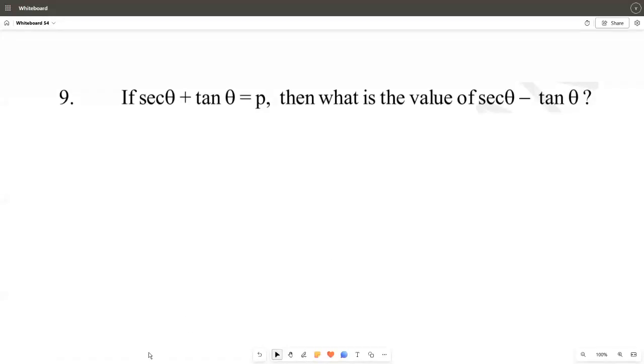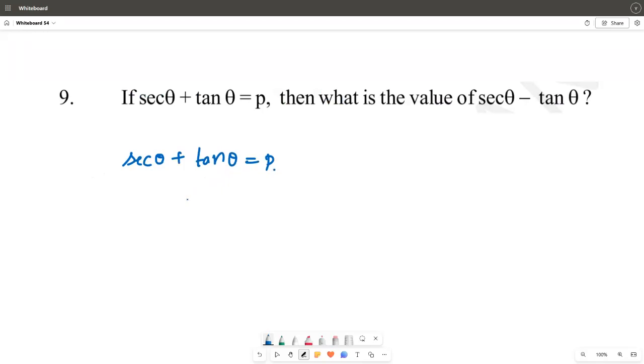Today we have the ninth question of exercise 11.4. If secant theta plus tan theta is equal to p, then what is the value of secant theta minus tan theta? So let's consider the given thing. We have secant theta plus tan theta, which is equal to p.